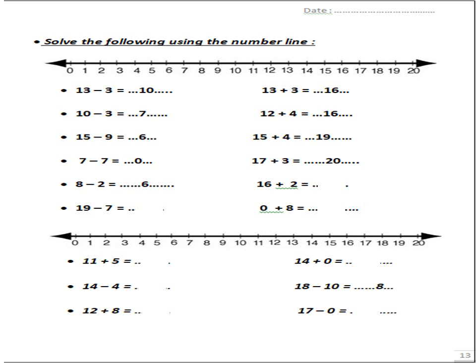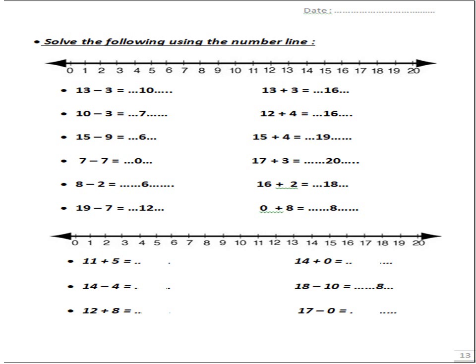16 plus 2. We stop at 16 and make 2 jumps forward, so the answer will be 18. 19 minus 7. We stop at 19 and make 7 jumps backward, so the answer will be 12. 0 plus 8. We stop at 0 and make 8 jumps forward, so the answer will be 8. Another number line. The first question, 11 plus 5.